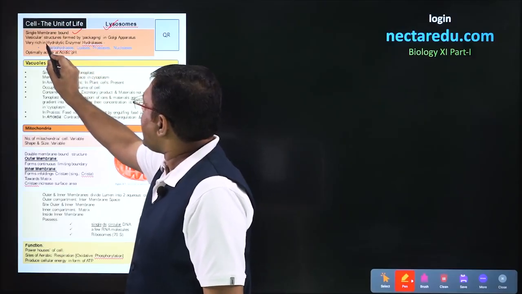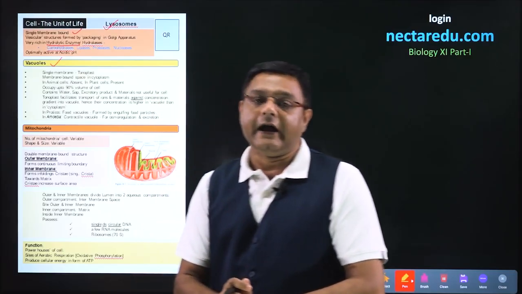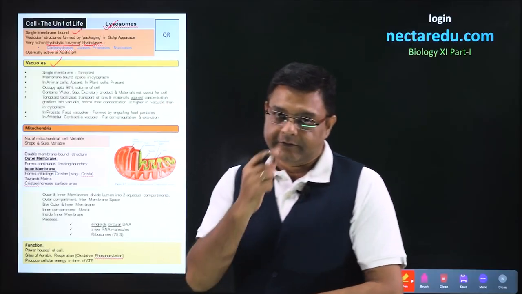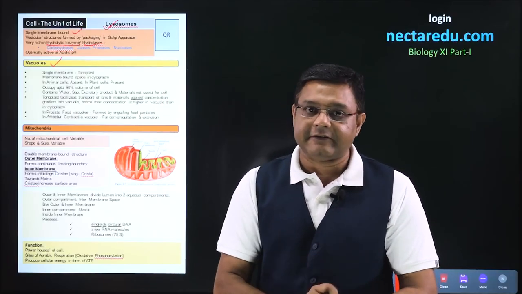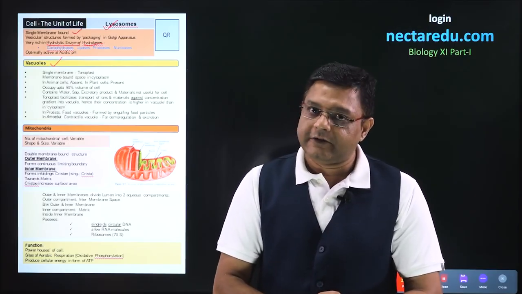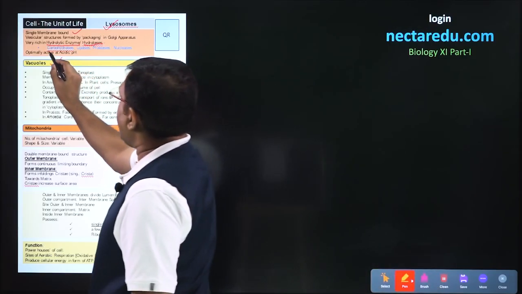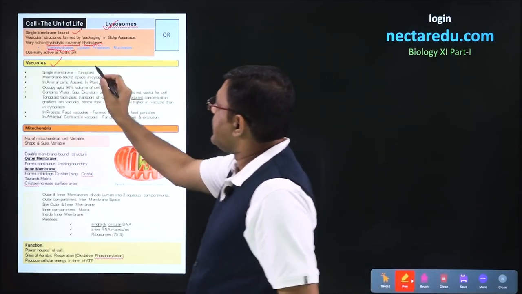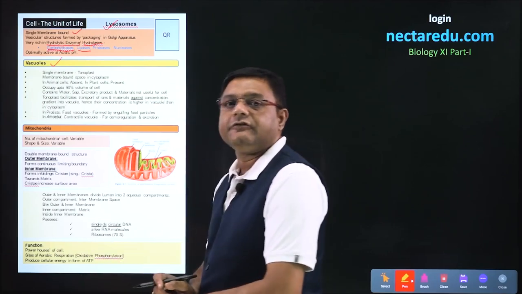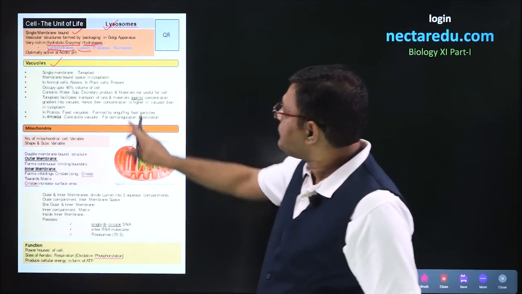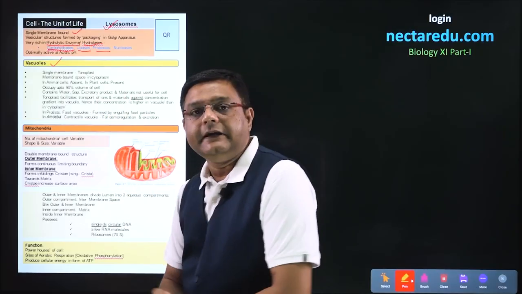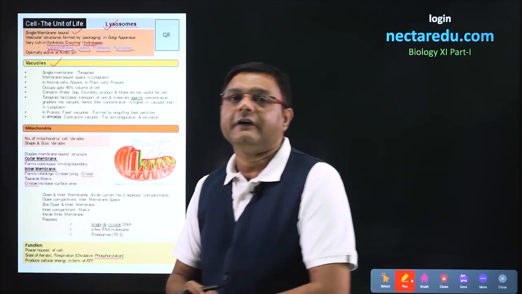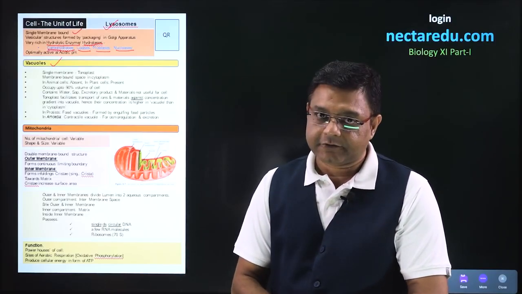These lysosomes are very rich in hydrolytic enzymes. Hydrolytic enzymes are also called hydrolases. Hydrolases are the digestive enzymes. Four types of hydrolases are present. The first type is carbohydrases, which will digest carbohydrates. Second is the lipases, which will digest fats or lipids. Third are the proteinases, which will digest proteins. And the fourth type is nucleases, which will result in the digestion of nucleic acids.